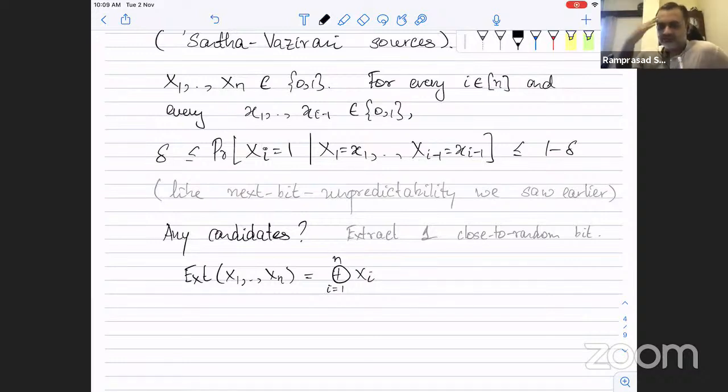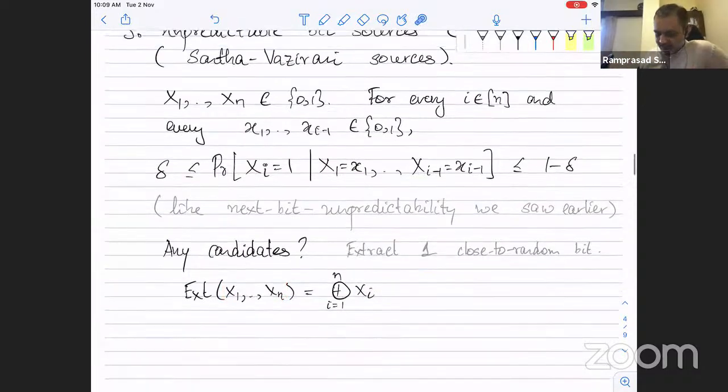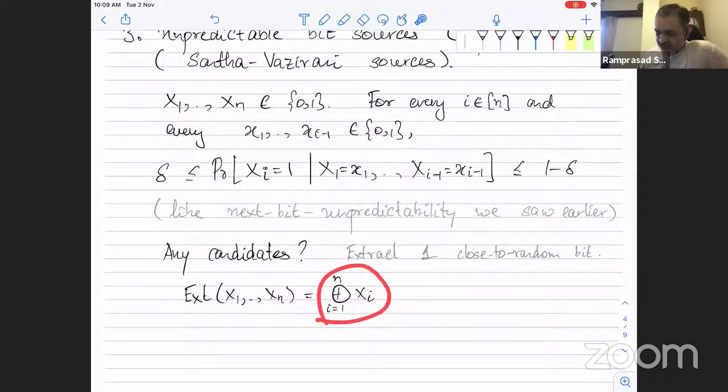So let's say that if this is not an extractor, then it basically means that you can come up with a suitable Santha-Vazirani source such that the output of this extractor is very close to 1 or 0. Again, I'm thinking of delta as being something like 0.01. Think of it as a very small constant.